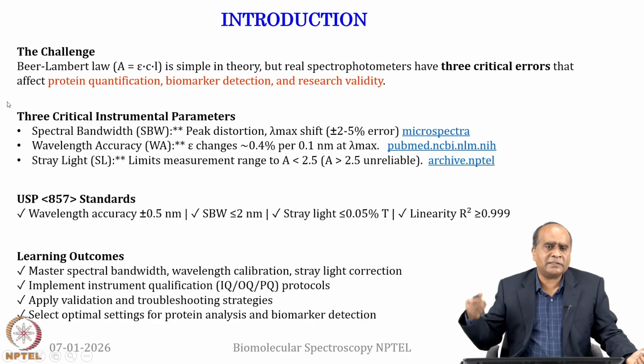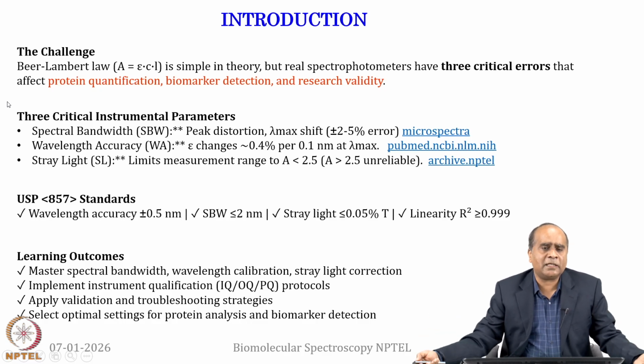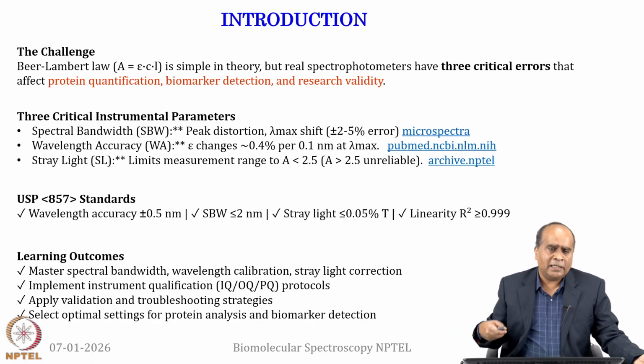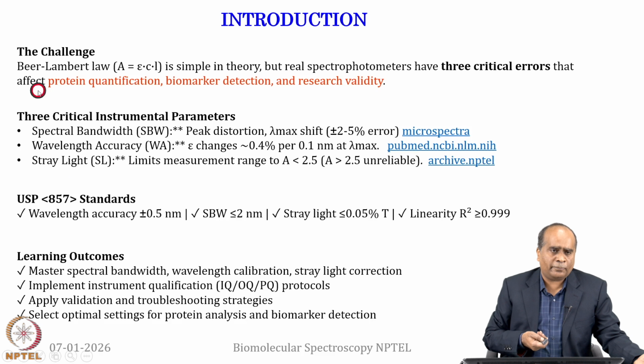Here are the critical instrument parameters that can induce some of the error. First is spectral bandwidth. It can lead to something called peak distortion. If you remember, there is an absorption maximum, that is lambda max. If there is a spectral bandwidth error, this can shift, inducing 2 to 5% of error.